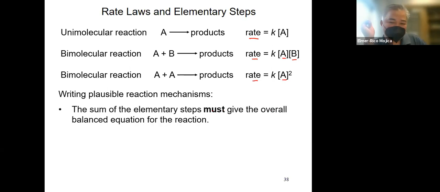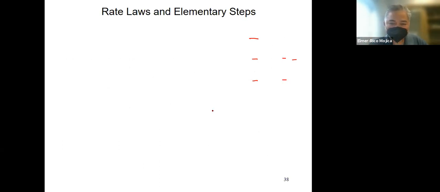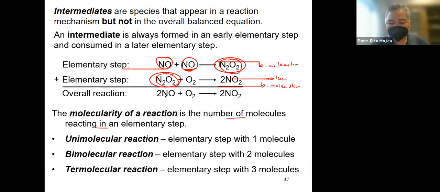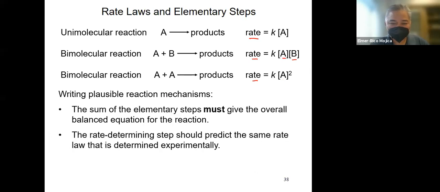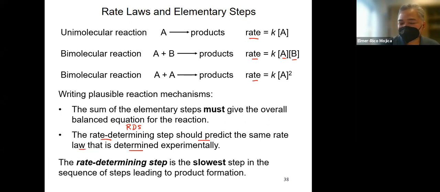Now, how are we going to write the reaction mechanism? Okay, so this is what we call the steps. The sum of the elementary steps must give us the overall balanced equation. So it's here. When we add these two, it gives us the overall equation. Now it also says there, the rate determining step should predict the same rate law that is determined experimentally. So we have this so-called RDS, the rate determining step. Now you may ask yourself what it is. The rate determining step is the slowest step in the sequence of steps leading up to product formation.